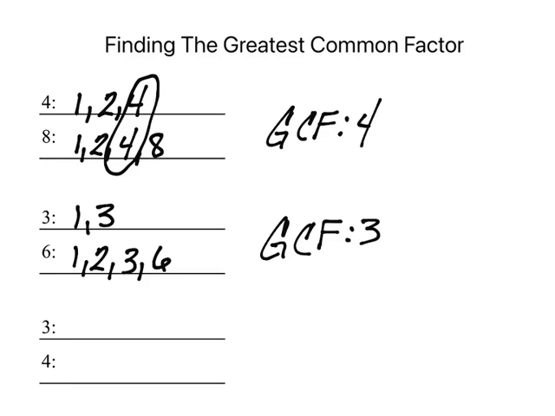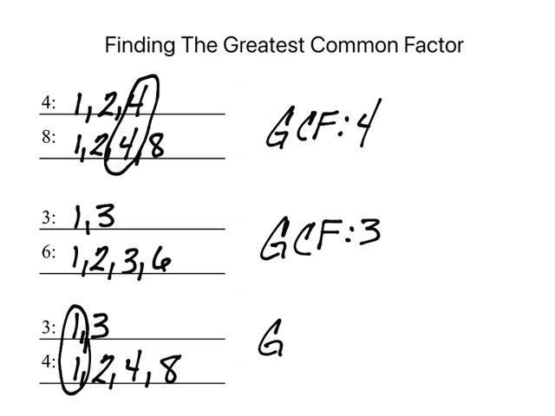And for our last example, we have 3 and 4. So the factors for 3, again, are 1 and 3. And the factors for 4 are 1, 2, 4, and 8. Here, the only factor that they have in common is the number 1. So in this case, the greatest common factor is 1.